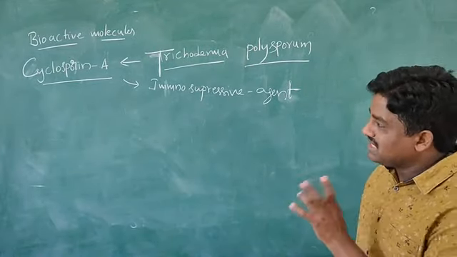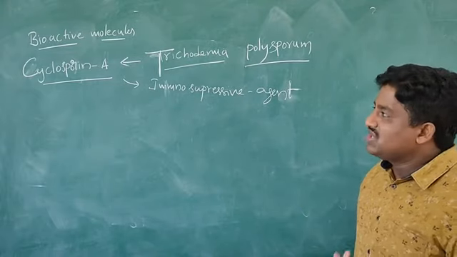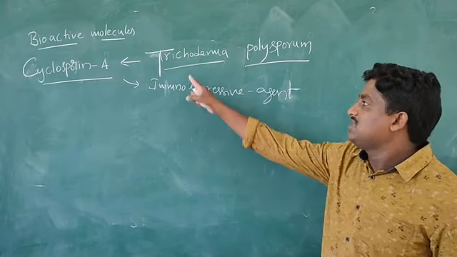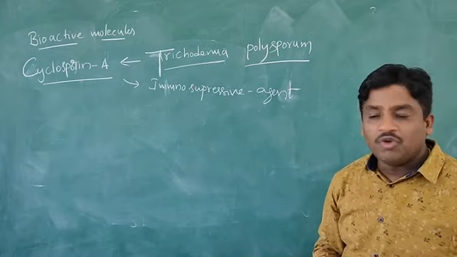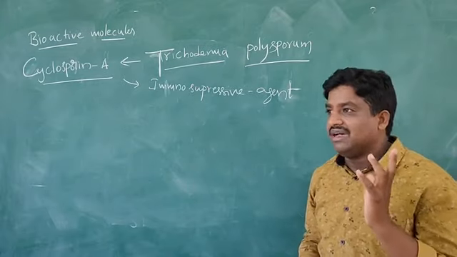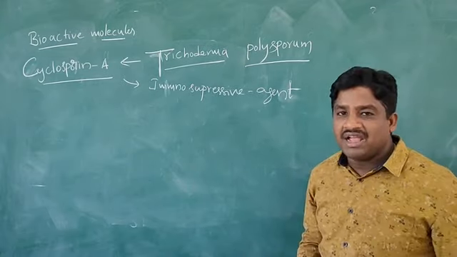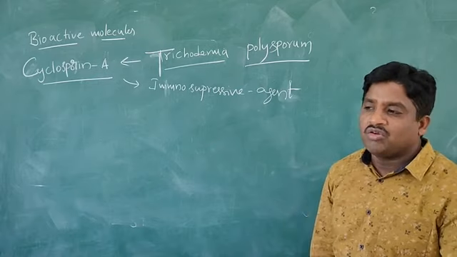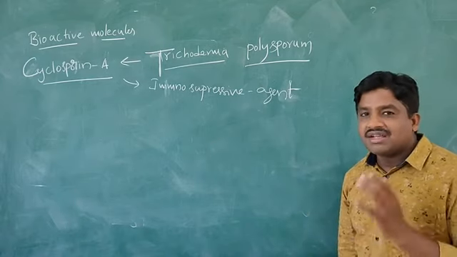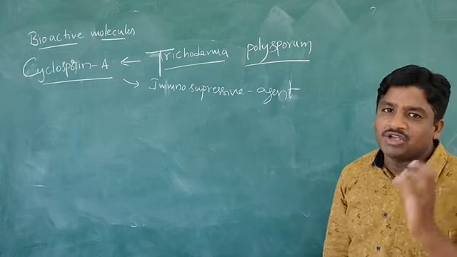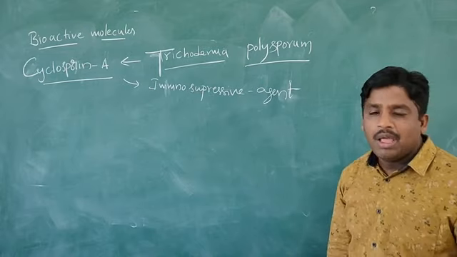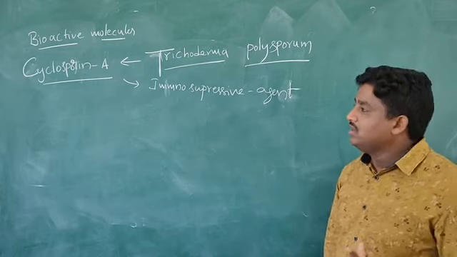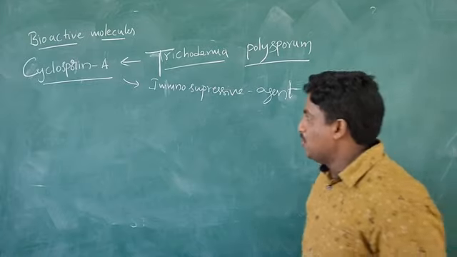So cyclosporin A actually comes from the fungal organism Trichoderma polysporum. It may be a bacterium, a fungus, or maybe an alalga. First of all, you should know which category the microbe belongs to: algae, bacterium, or fungi. You have to recognize that point, it is very important.